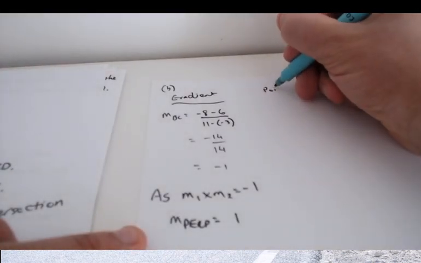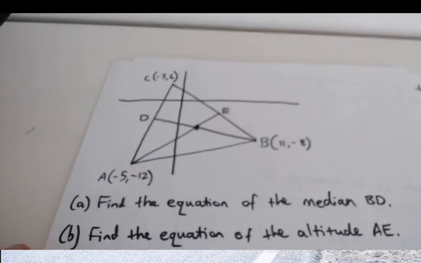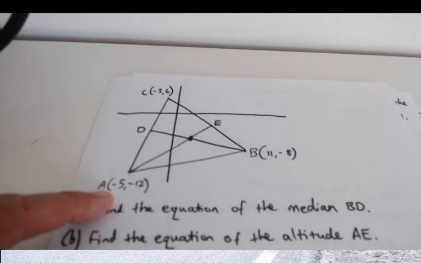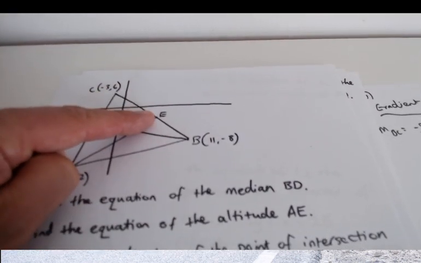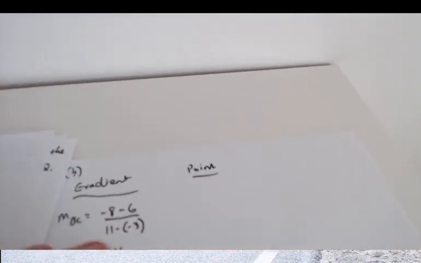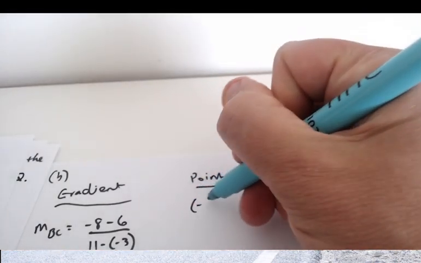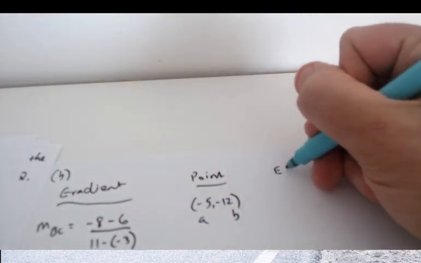The point, it is the altitude from A. I already know what A is. It's minus 5, minus 12. We don't know E. It's not the midpoint. We're not trying to calculate point E. We're going with A. Minus 5, minus 12. And that's my A and my B. And then we're going to go to the equation.